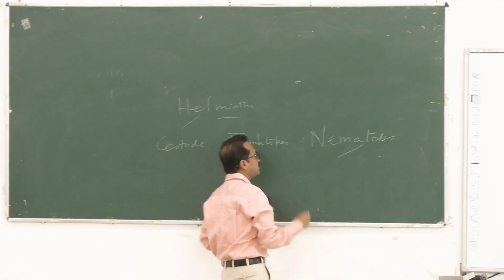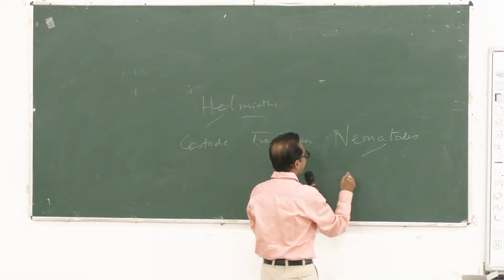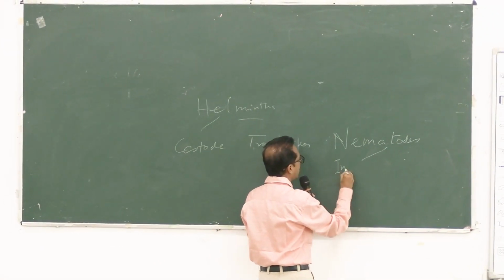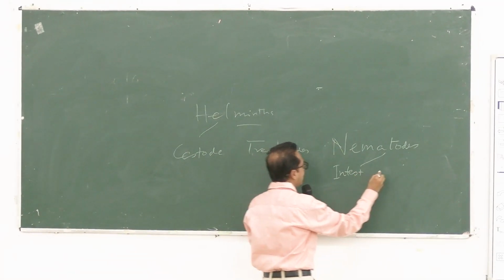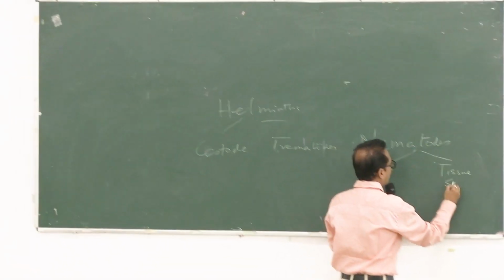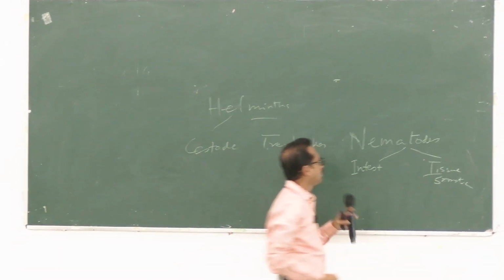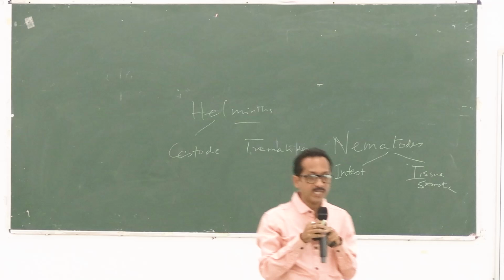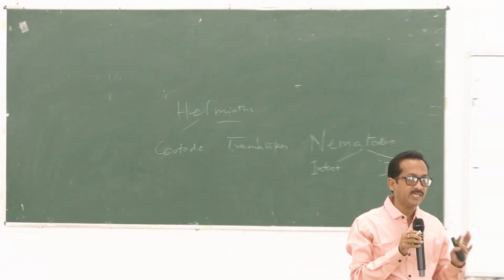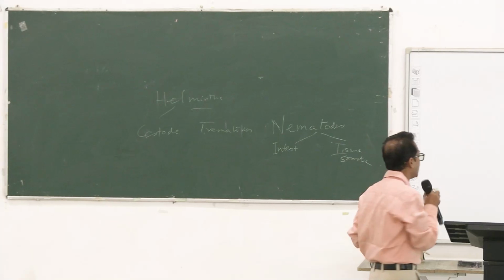And nematodes are divided into 2 parts. One is intestinal nematodes and the other is tissue or somatic nematodes. So today's class is about the intestinal nematodes only. Intestinal nematodes will be covered in today's class.